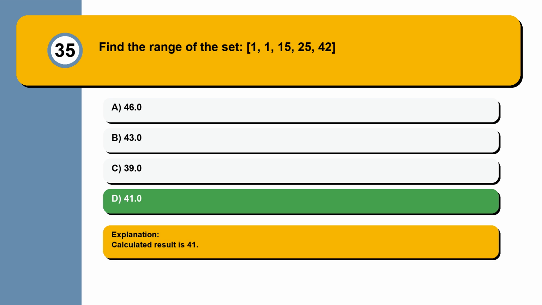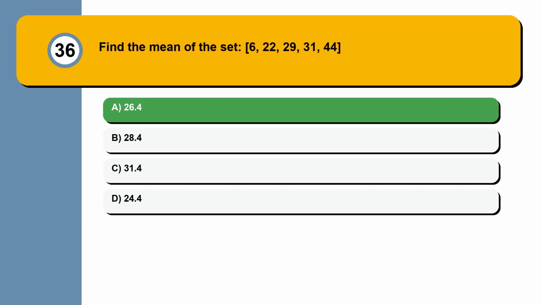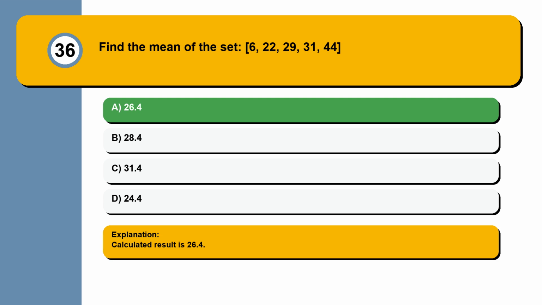Calculated result is 41. Question 36. Find the mean of the set 6, 22, 29, 31, 44, 26.4, 28.4, 31.4, 24.4. Calculated result is 26.4.